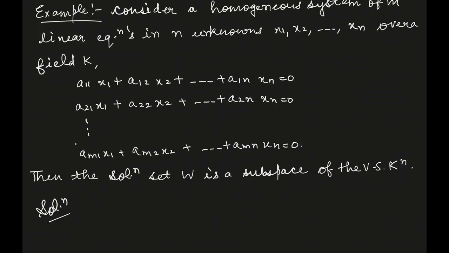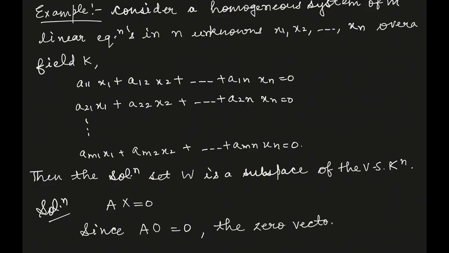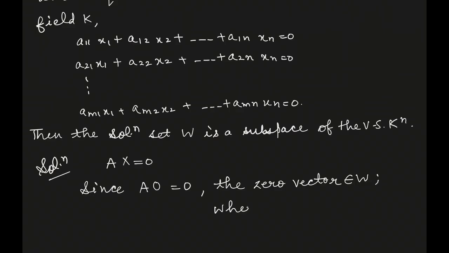Now this system is equivalent to Ax equal to 0. A is the coefficient matrix I have discussed in system of equations. So first thing, additive identity. A into 0 is 0. Here 0 is the 0 vector, where 0 is 0, 0, 0 transpose. Now additive identity is present.